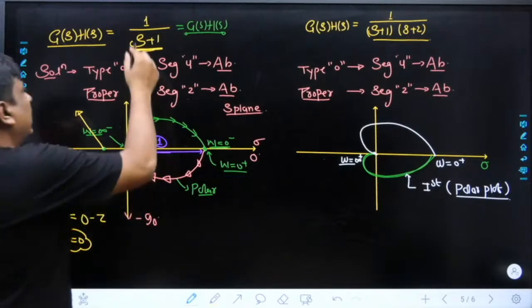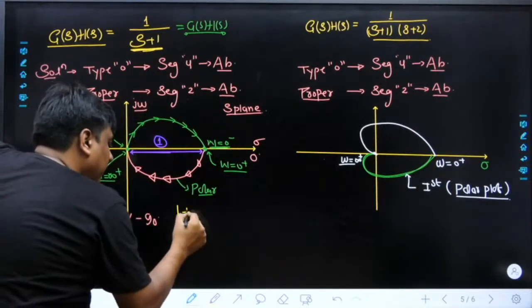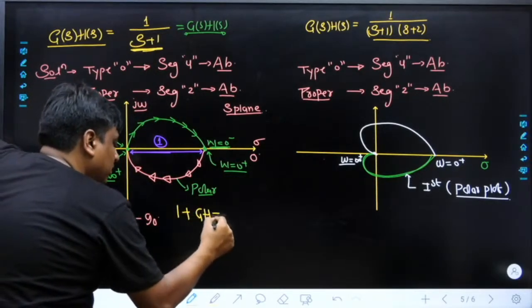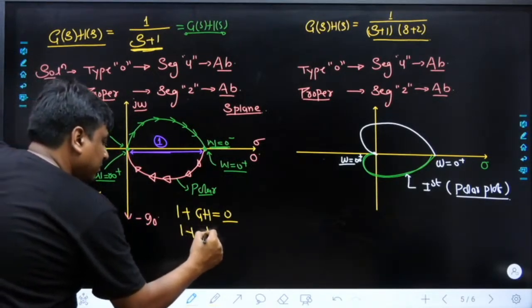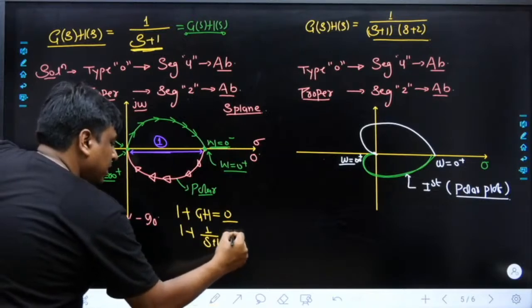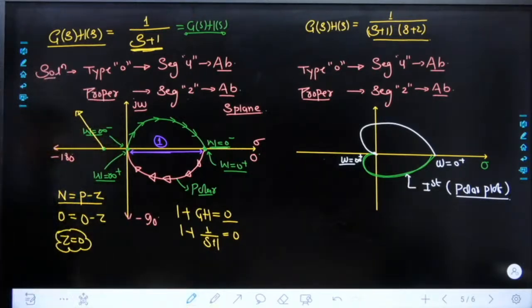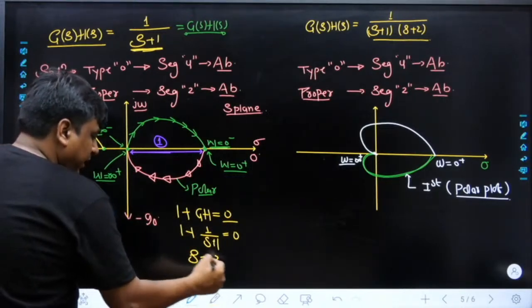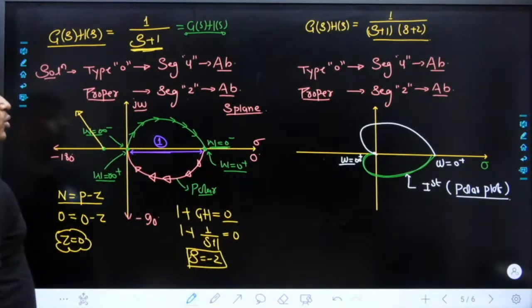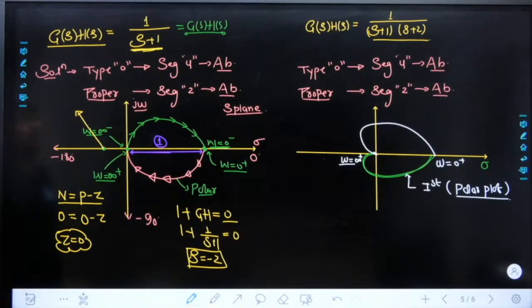If you want to know how I know about it, again I can take 1 plus G(s)H(s) equals 0. So here it becomes 1 plus 1 divided by s plus 1 equals 0. Once we shift the terms, s is minus 2. That means only one pole, and that pole is towards the left hand side of the S-plane. The system is a stable system.